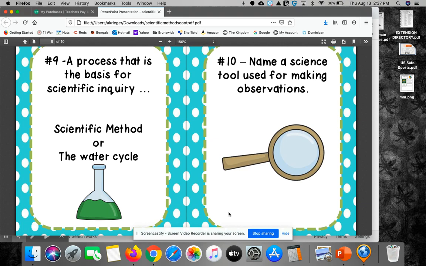And number 10 could be a variety of answers. Think about tools you use on a daily basis when you're doing a scientific experiment or making observations. So when you're observing, yes, you're using your eyes. That technically is a tool. What you have in front of you is another example, a hand lens or a magnifying lens. Hopefully you guys know what a microscope is. You can also use a telescope. Many different science tools to make observations with sight.